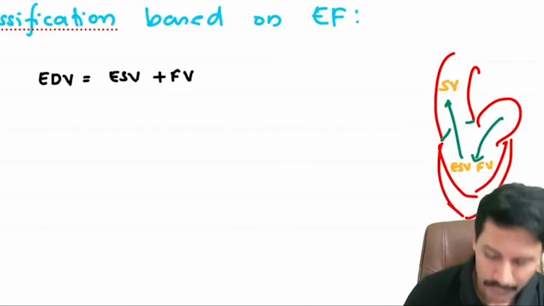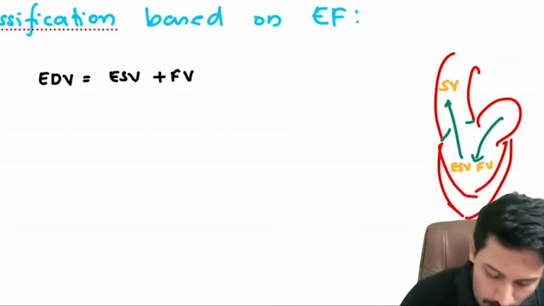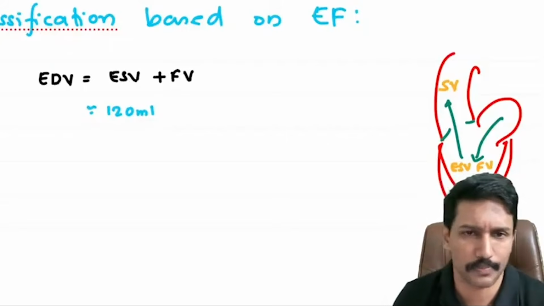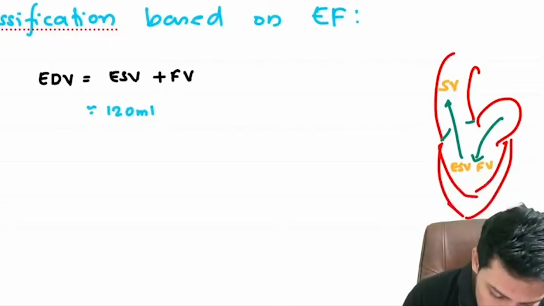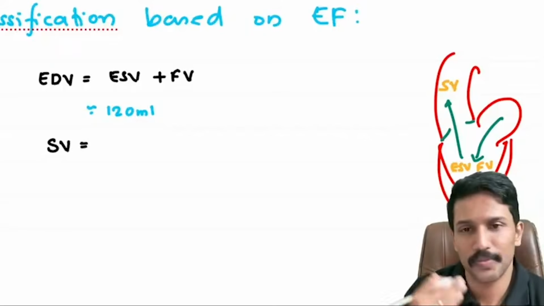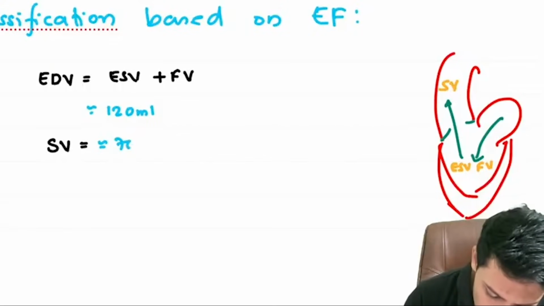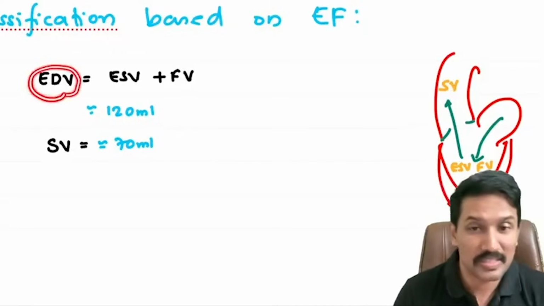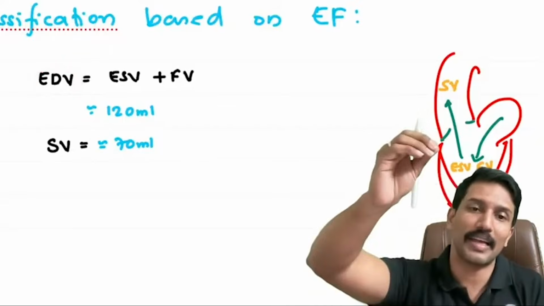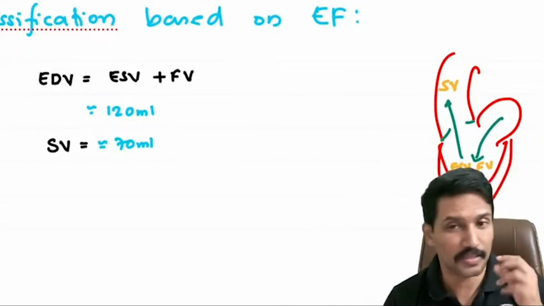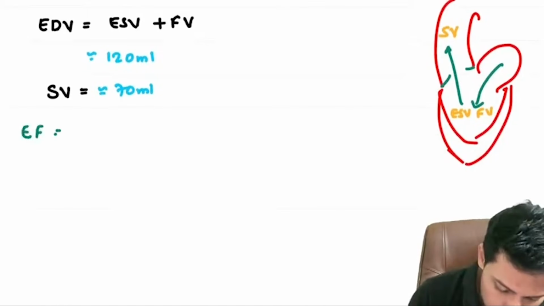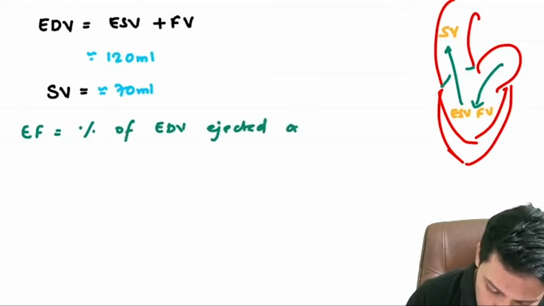Okay. Now out of this, normally the resting end diastolic volume is around 120 ml, 120 to 125 ml. Out of it, some amount of blood gets ejected in each systole, and that is approximately 70 ml. Now if I express in terms of percentage what percentage of blood that was there in the ventricle at the end of diastole got ejected as stroke volume, then we call that percentage expression the ejection fraction. So EF stands for percentage of end diastolic volume ejected as stroke volume.